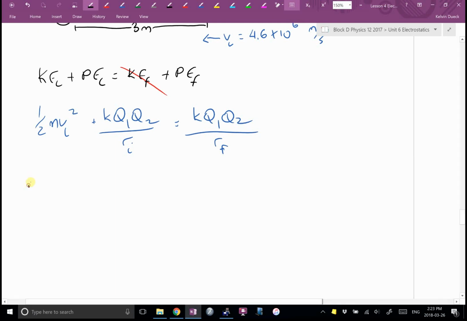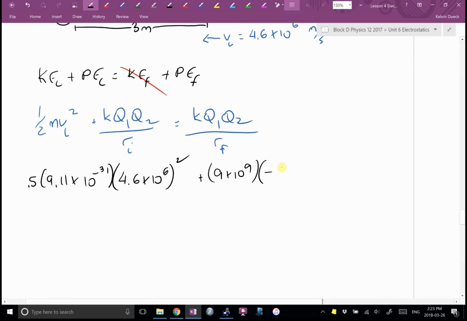Manir, 0.5 M. What's moving? It's an electron. Please, I want a mass. Please look at the units. I want a mass for an electron. 9.11 times 10 to the negative 31. Manir, V initial, 4.6 times 10 to the 6. Don't forget the squared. Plus, Lyndon, what's K? 9 times 10 to the 9. Q1, that's the fixed charge. I've scrolled down. How big is the fixed charge?